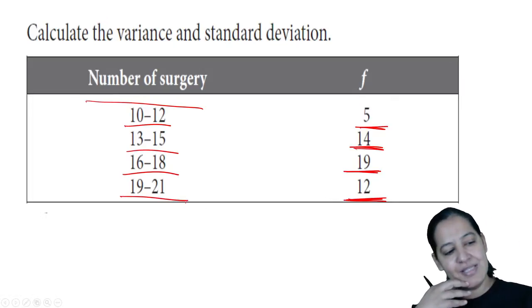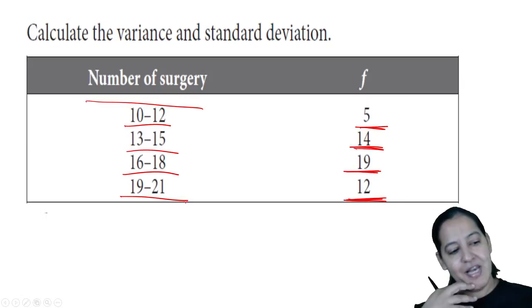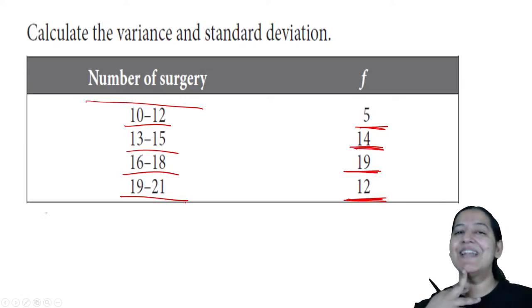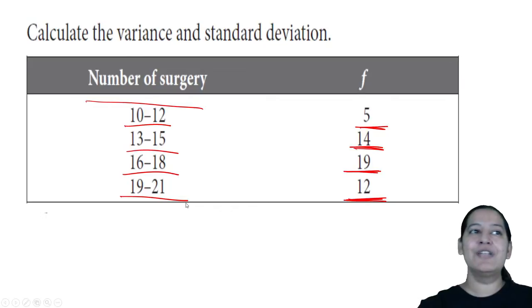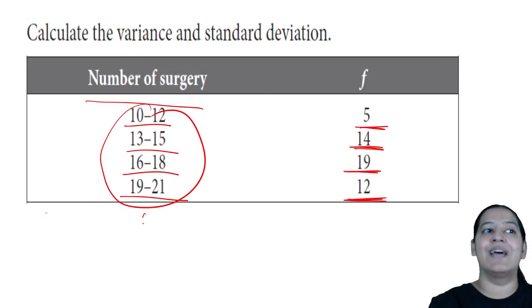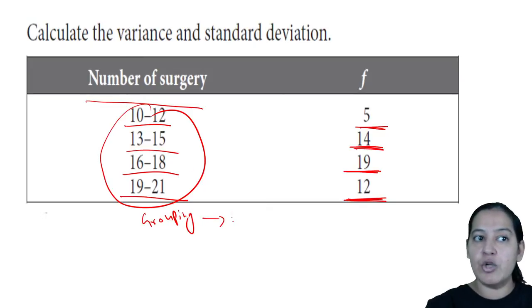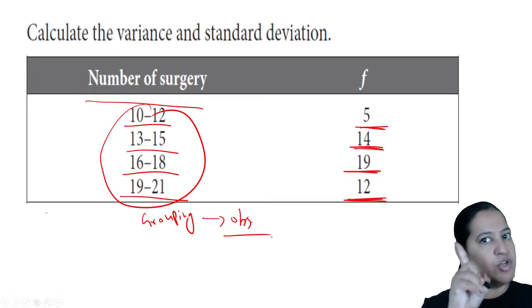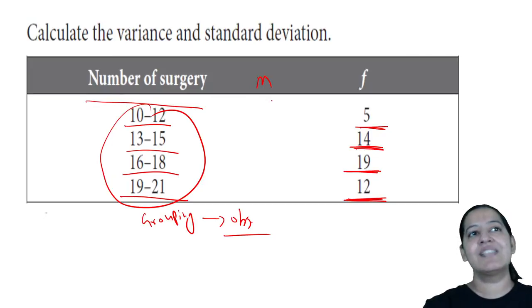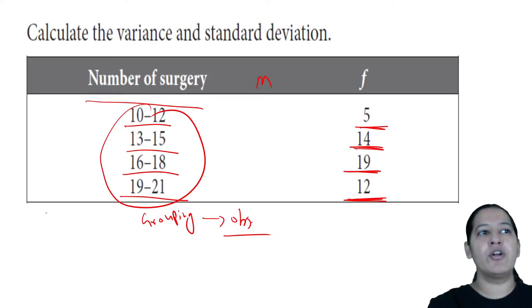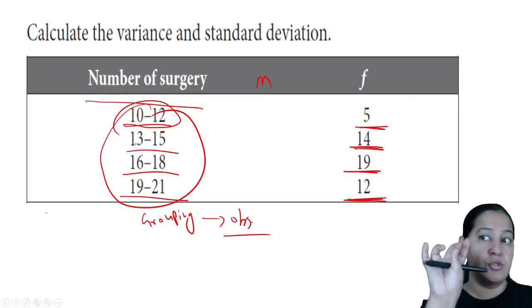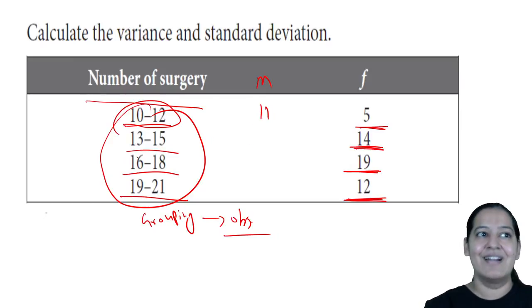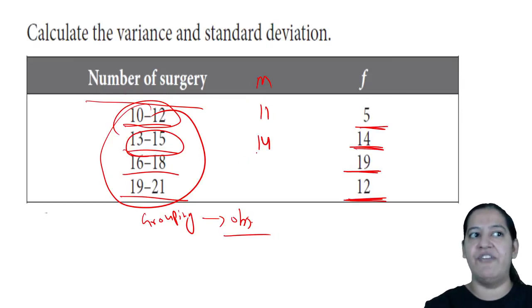How will you do it? Tell me the steps. It is group data, grouping is there, there is no single observation. To convert grouping into individual observations, take the midpoint. The first step is to find the midpoint. What is the midpoint of 10 to 12? 10, 11, 12. So 11 is the midpoint. Similarly for 13 to 15, then 16 to 18 and 19 to 21. So these are the midpoints.